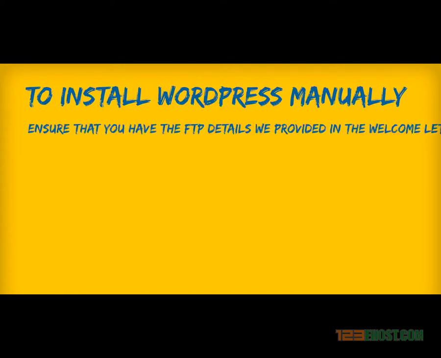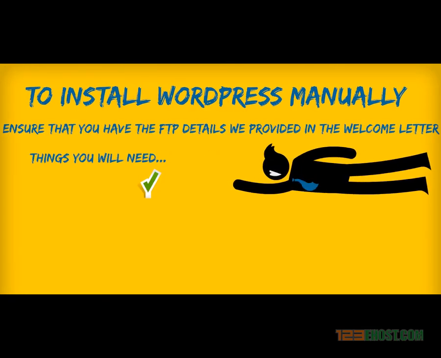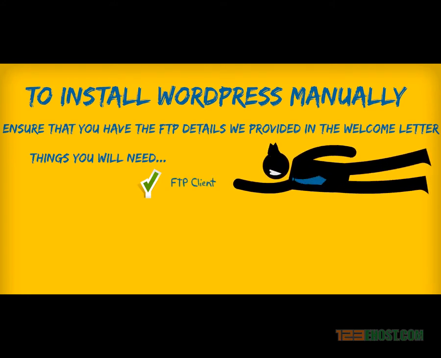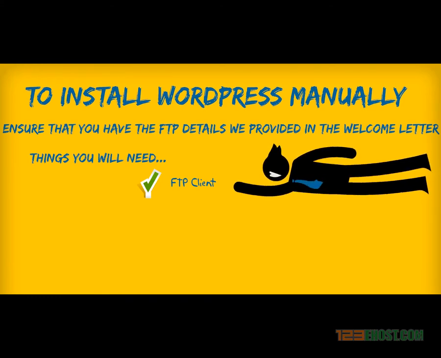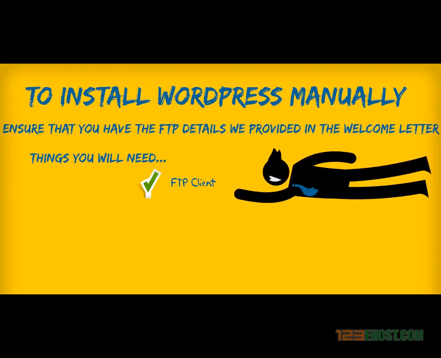To install WordPress manually, you will need 4 things. First, ensure that you have the FTP details that we provided you in your welcome letter. Then you will need an FTP client, which is a program that uploads files from your computer to your web server. We will use an FTP client to upload the WordPress software files to our hosting account.